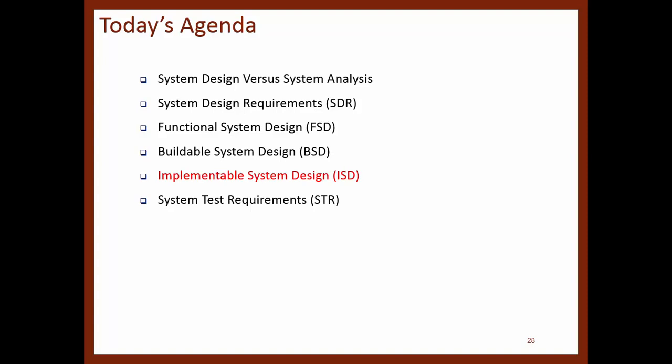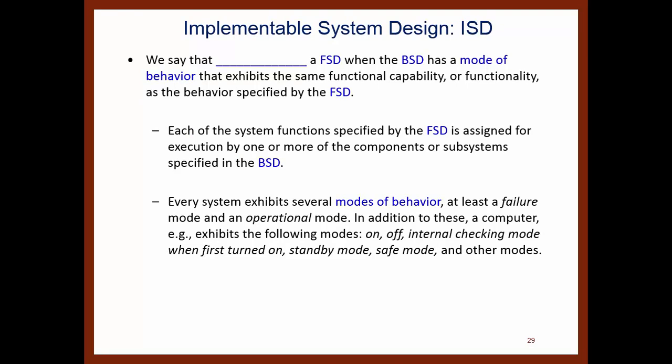So we went from functional system design to buildable system design. Now we want to know what is the difference between those and the implementable system design. We say that a buildable system design implements a functional system design when the buildable system design has a mode of behavior that exhibits the same functional capabilities or functionalities as the behavior specified by the functional system design.